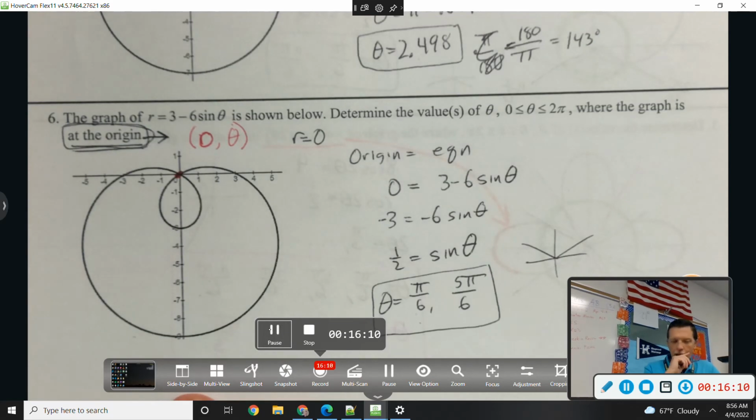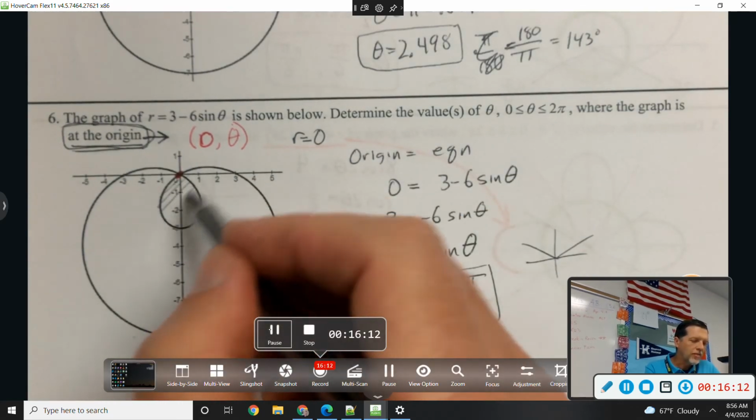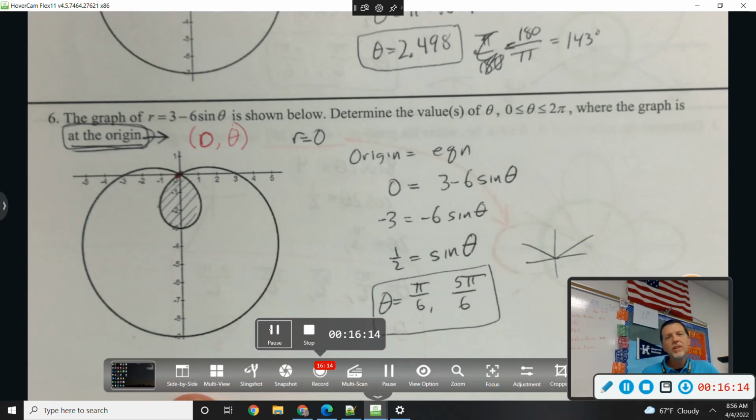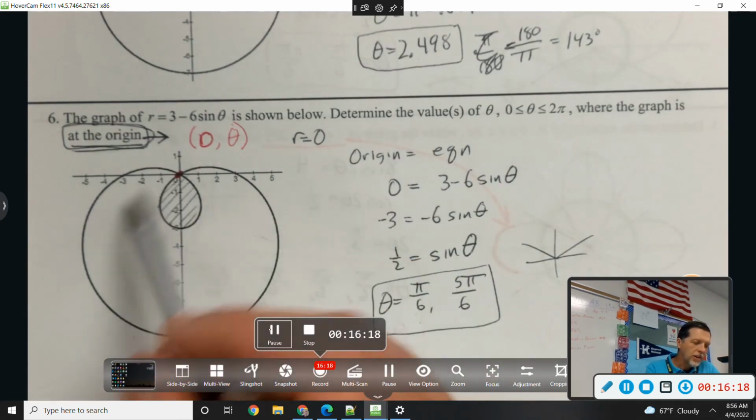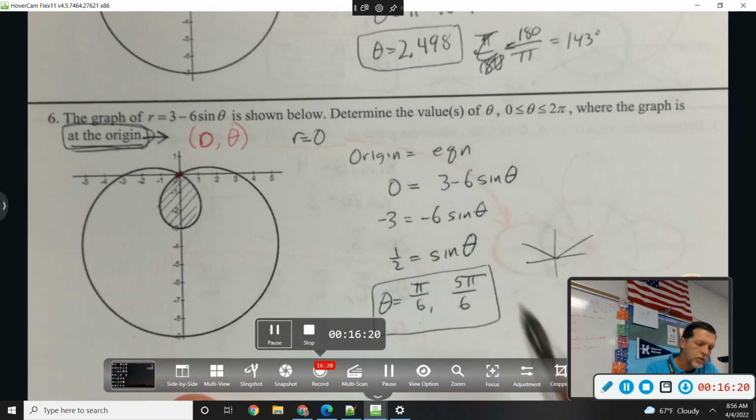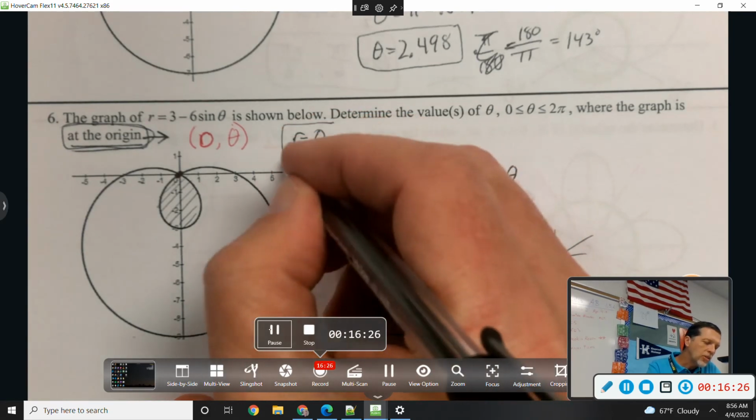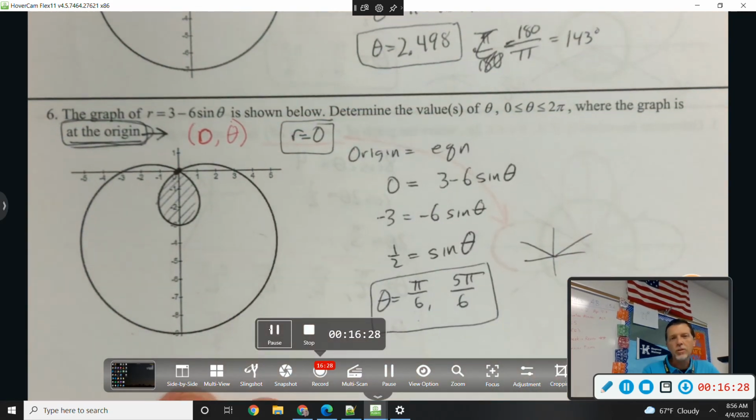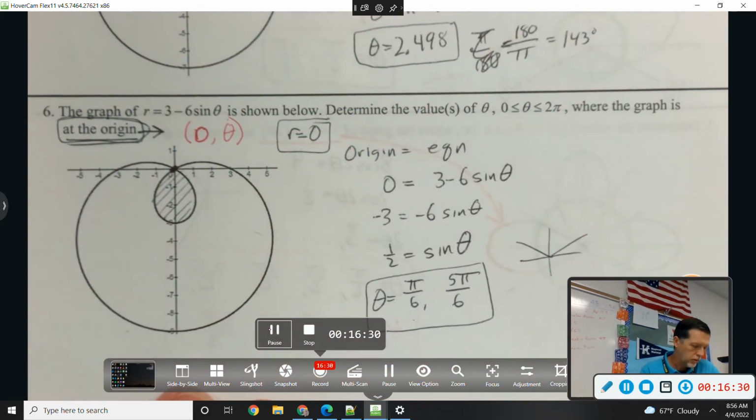And so in calculus you can use those to find the area of the inner loop, or the area of the whole thing, or the area of just the point minus the inner loop. So you got to know what those angles are. But for us, treat it as any other equation where you just set the two r's equal to each other.